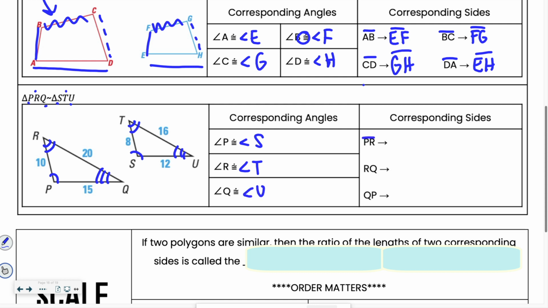Again, when you put those little segment marks on there, folks, I'm sorry, those should be there, and I messed up. So if we look here, PR, my first two letters, match ST, my first two letters. RQ matches TU, and QP matches US. Awesome.